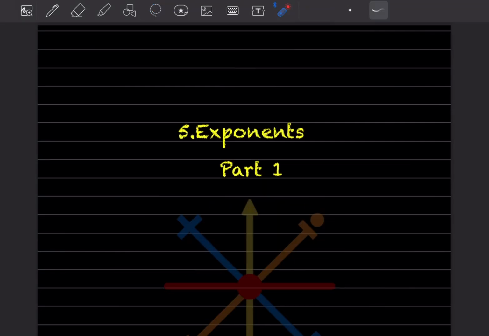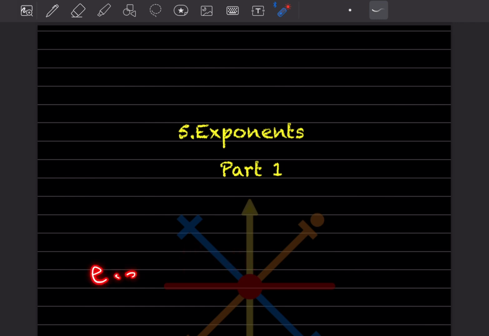So today we are going to start a new topic, that is the exponents. We'll see the part 1 of it. So in short, what is exponents? An exponent shows how many times a number is multiplied by itself.